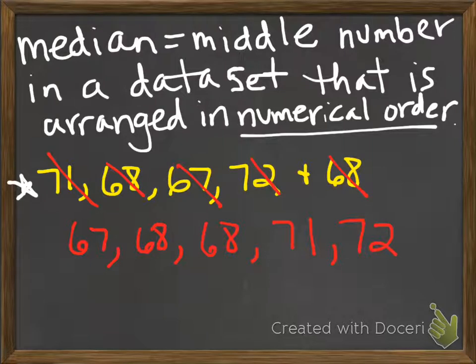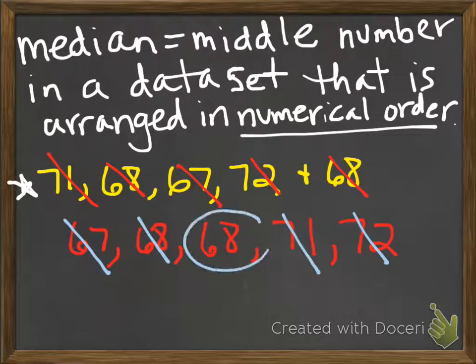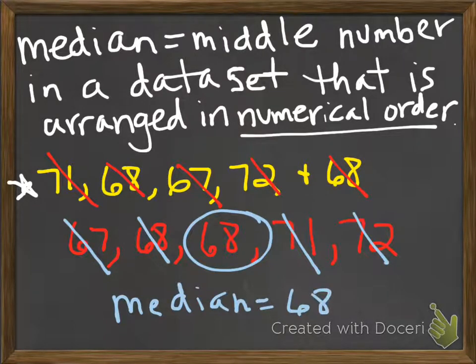Now we can find which one is in the middle. We cross off from left to right, this one, that one, and the one in the middle is 68. So my median is 68. Again, you have to put it in numerical order, from least to greatest, before you can choose the median number.